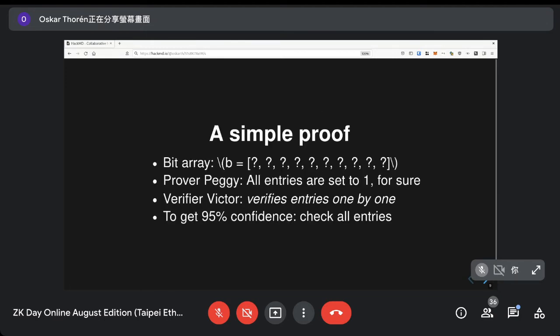To show this, we're going to have a straw man simple proof here. Imagine you have a bit array of 10 elements, and Prover Peggy wants to prove that all entries in this array are set to 1. Verifier Victor, in order to check this, has to verify each entry one by one, either sequentially or randomly or something. And so to get 95% confidence, they would essentially have to check all entries. So this is obviously very inefficient.